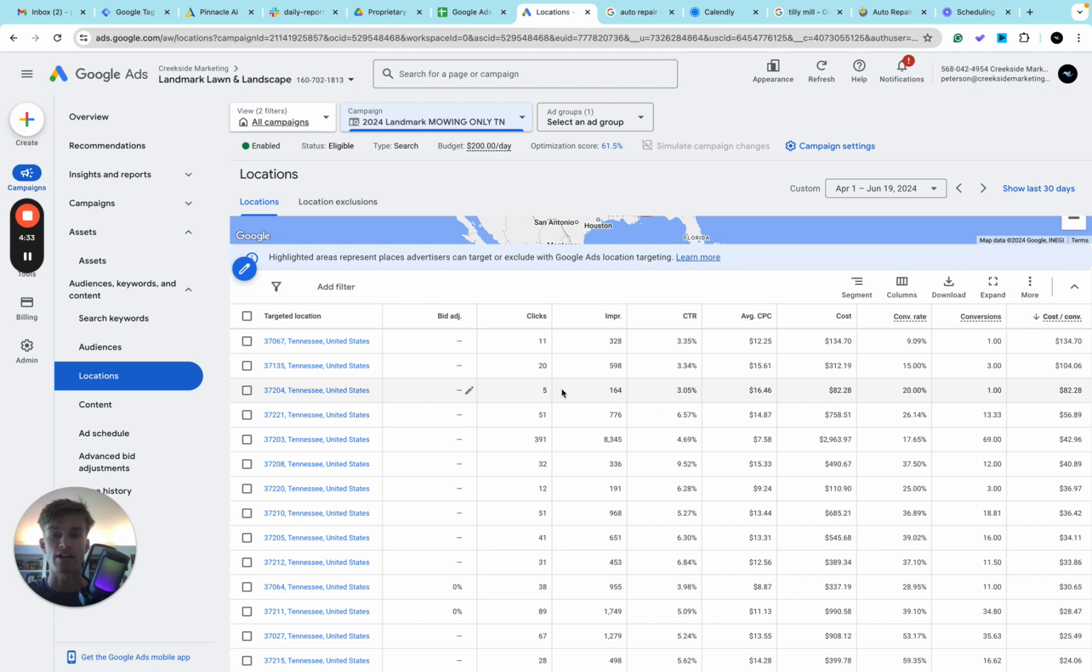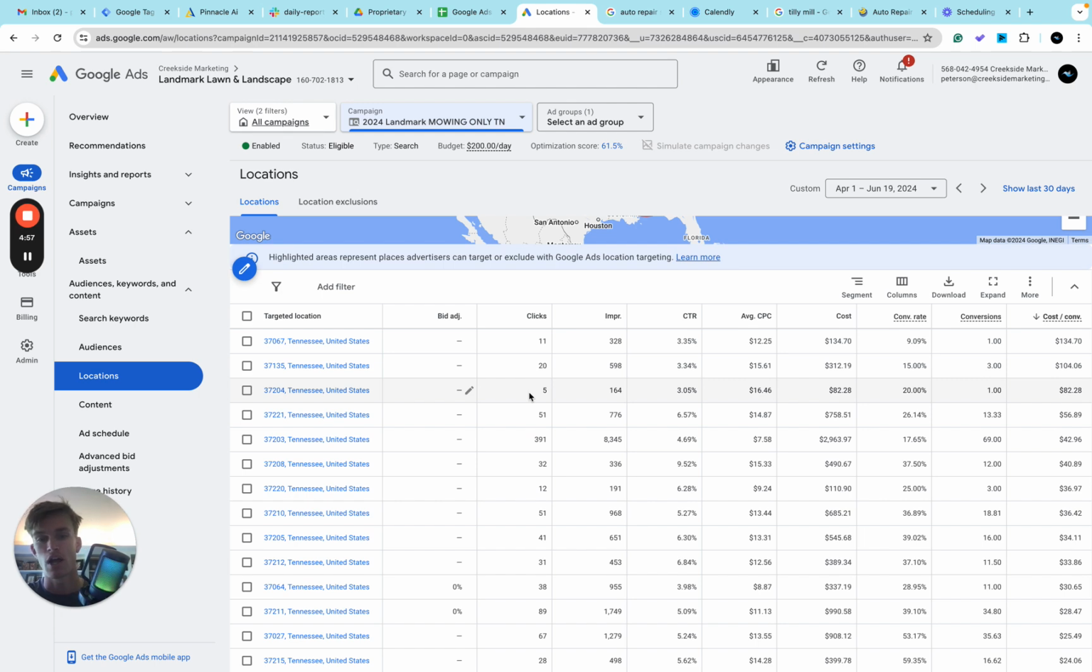However, this one is kind of a judgment call. It may be worth letting it run out a little bit more, because as you can see, the cost per conversion is still, it's not in the $100 range. It's kind of sitting in that 2 to 3 times range that we talk about being the point at which we would pause a location. So it's kind of up to you how specific you want to get with your budget. If you have a smaller budget, I would recommend pausing this.